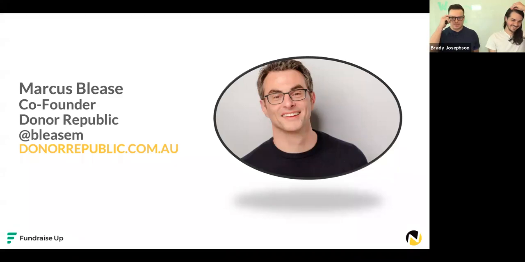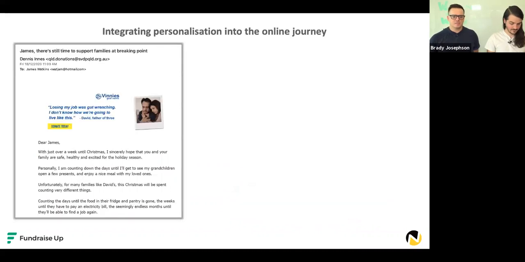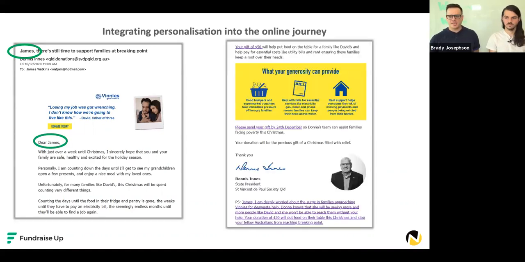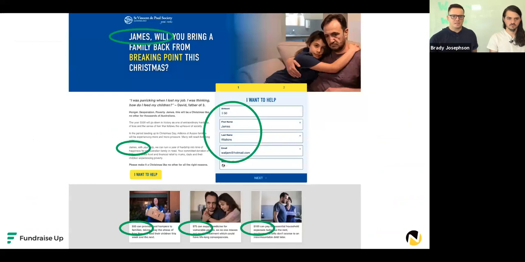So we did this combo presentation with Marcus Blees in Australia, and we were talking about how to personalize the online giving experience. He showed examples of using people's names in subject lines, like "Dear James, your gift of $50." It's simple personalization in an email, no big deal. But they're passing it through to the donation page. So when you land on the donation page, it says, "James, will you bring a family back?" James is in the copy.